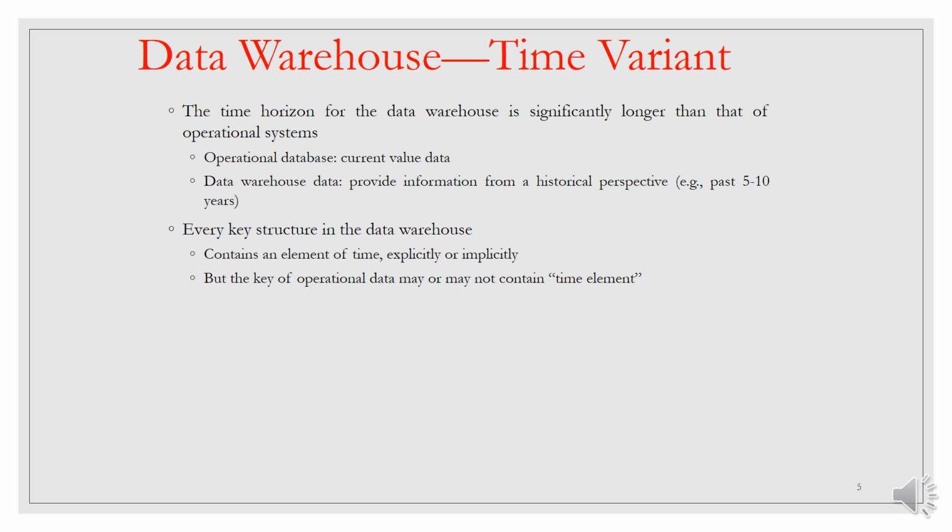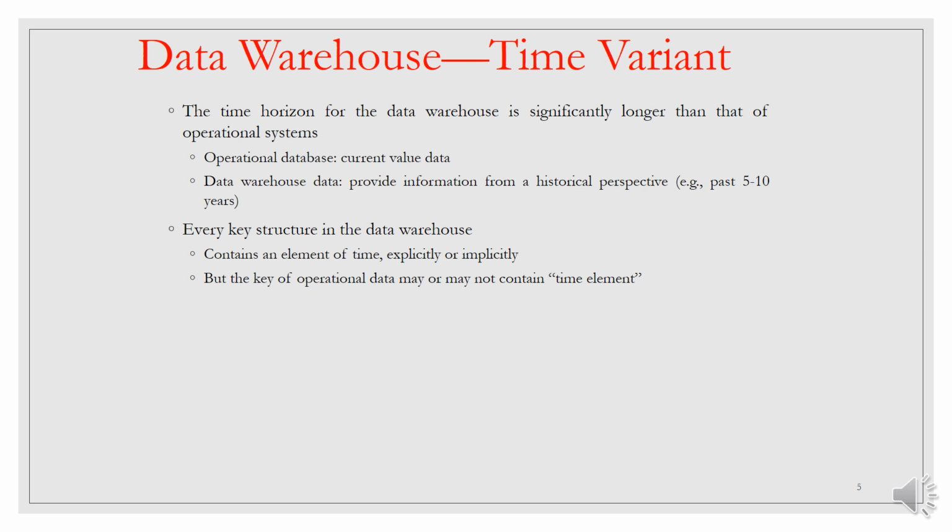The data warehouse is time variant. The time horizon for a data warehouse is longer than that of an operational system. The operational database holds current value data, but the data warehouse provides information from a historical perspective, the previous data. In order to analyze the data for this year, analysis of the past 3 years is needed. So it speaks of historical data. But in the operational database, when you are performing online transactions, it looks into the current data.